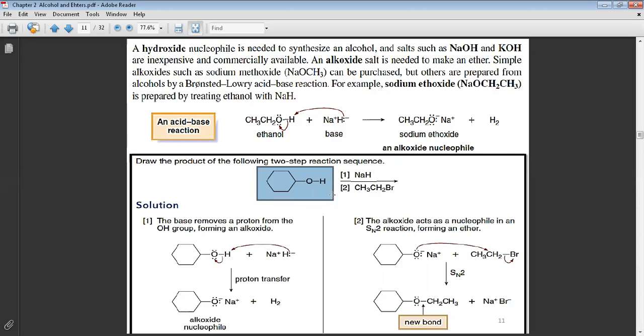you have to make 2 reactions. Reaction number 1: react this compound with the base. Step number 2: your nucleophile will react with the alkyl halide by an SN2 reaction to give you the ether. Okay, this is the meaning here.